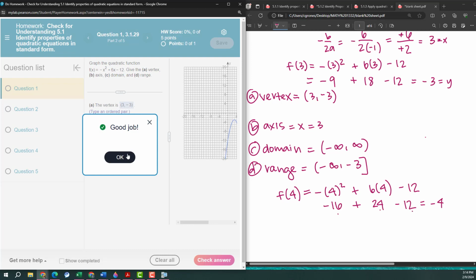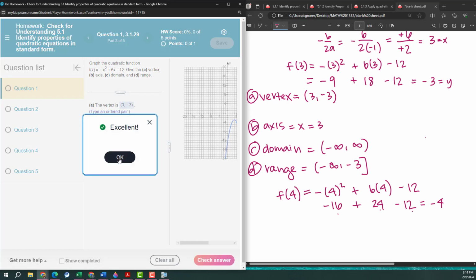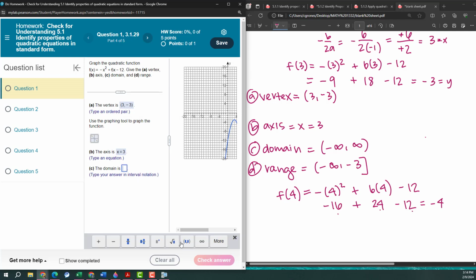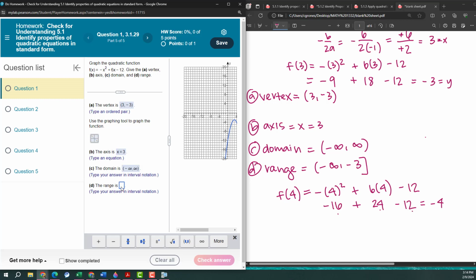All right. The axis is x equals 3. Domain, I've got -infinity to infinity. I need to be in the box. I'm going to copy this. And then our range is -infinity, comma, -3, and then we've got our bracket.